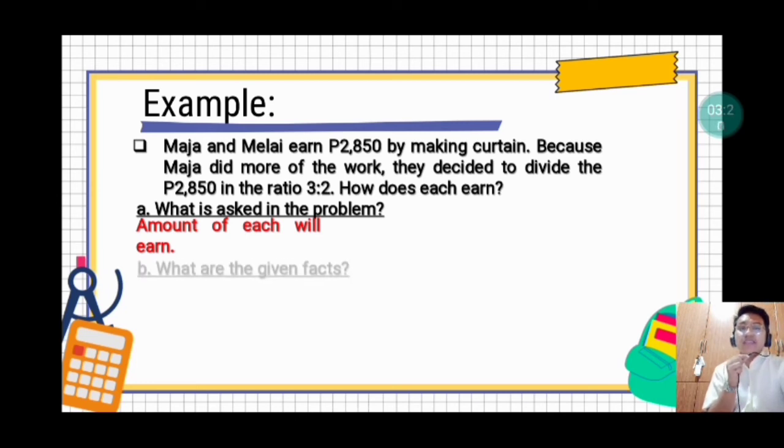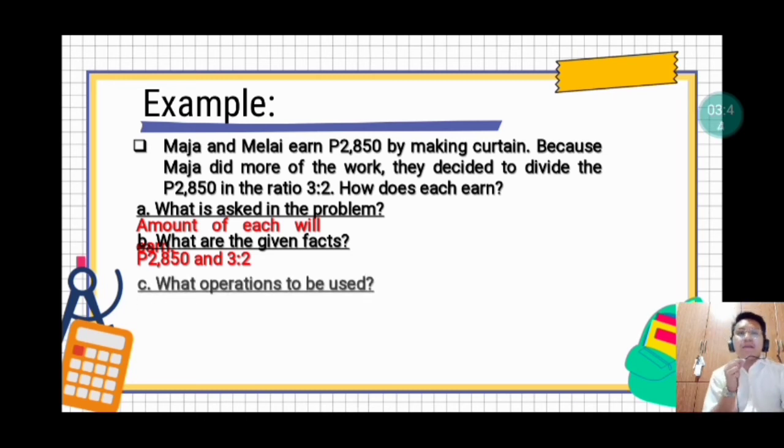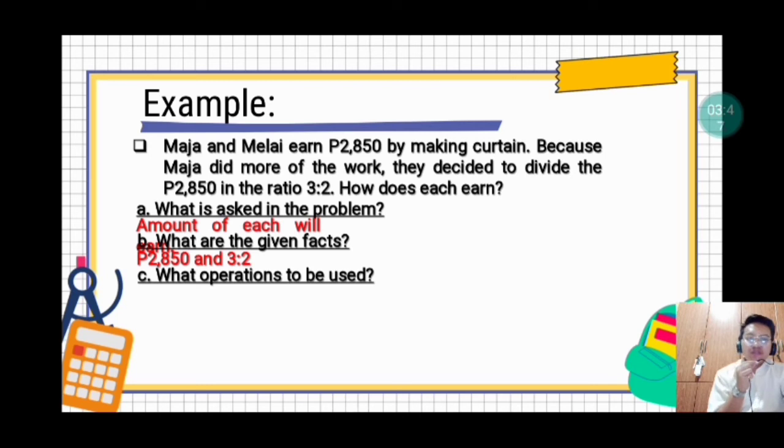And then, for the second step, what are the given facts? Okay, what do you think are the given facts? Anyone? Alright, very good. These are the 2,850 pesos and the ratio of 3:2. So, those are the given facts. How about the third step? What operations are to be used? What do you think are the operations to be used in partitive proportion? Anyone?